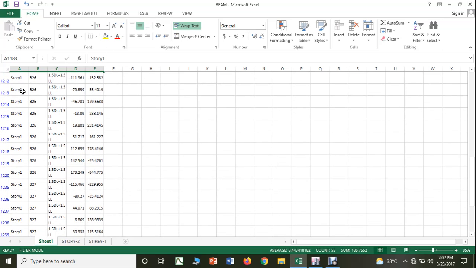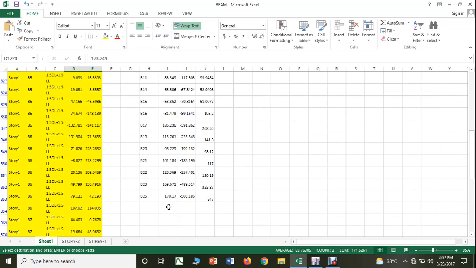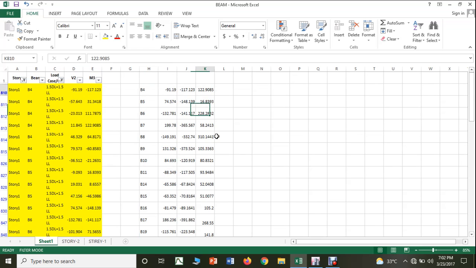Next you can have is beam 26, from here to here. The highest will be this value, and the positive will be 238.14, okay, 238.14, and beam 26.